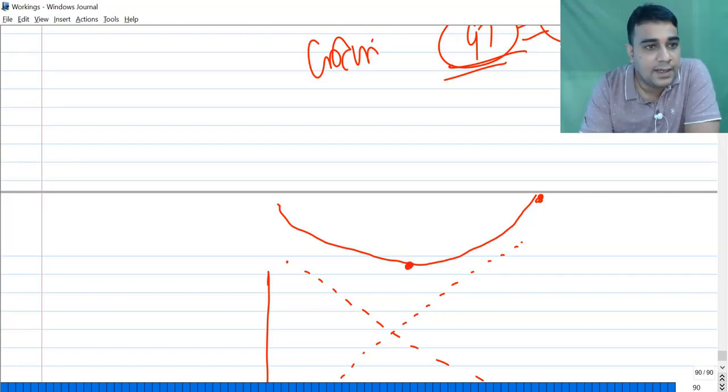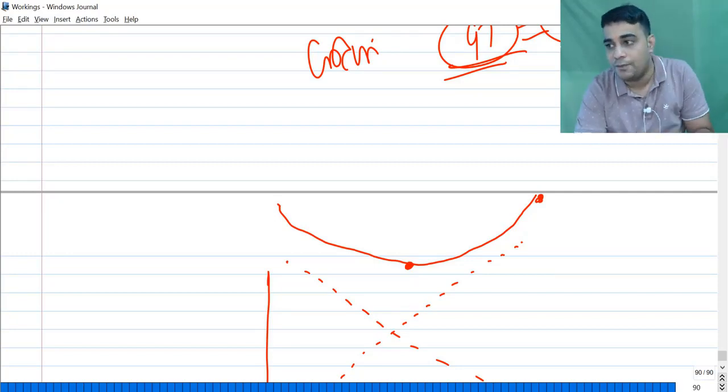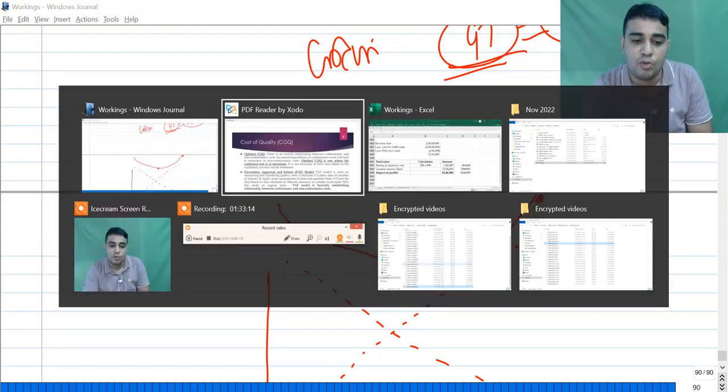So, in some industry 1% defective is fine, in some industry 0.5% defective is fine, in some industry 2% defective is fine, in some industry even 10% defective is fine, and in some industry you need a 0% defect. But you need to agree that there are going to be some defects in the process. If you do not accept that defects will be there, then there is going to be a problem for the company, because you cannot keep spending more and more.